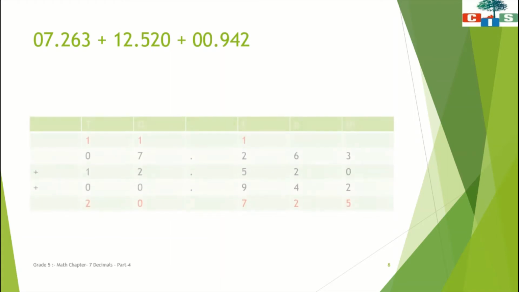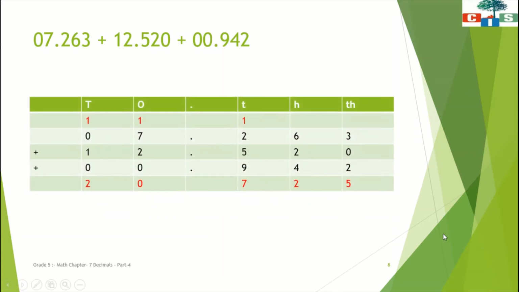For adding, what we need to do first is arrange the numbers in the decimal place value chart. So I have arranged all these numbers in the decimal place value chart. Now we will add. We'll start adding from the thousandths place. So here we go. 3 plus 0 plus 2 is 5. So I will write 5 over here. 6 plus 2 is 8 and 8 plus 4 is 12.